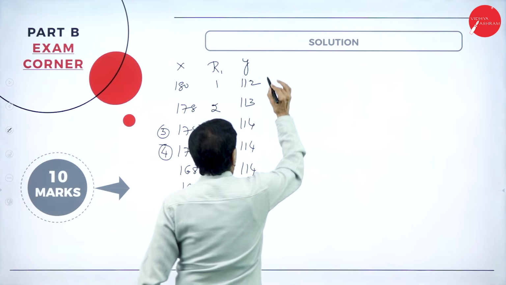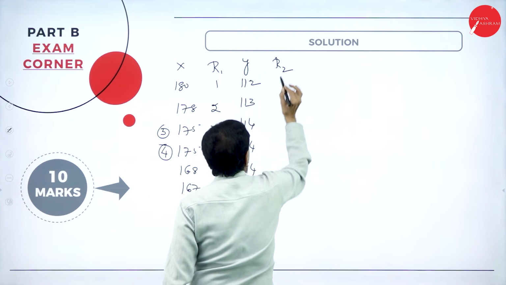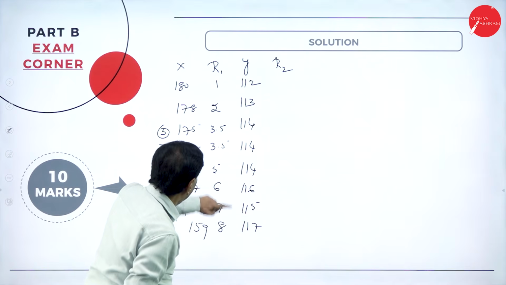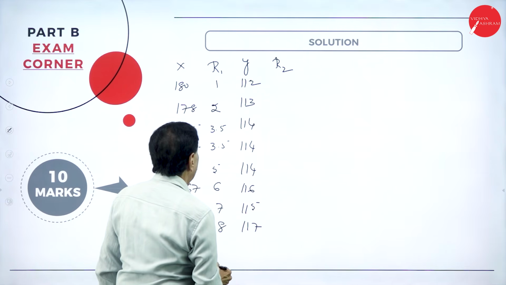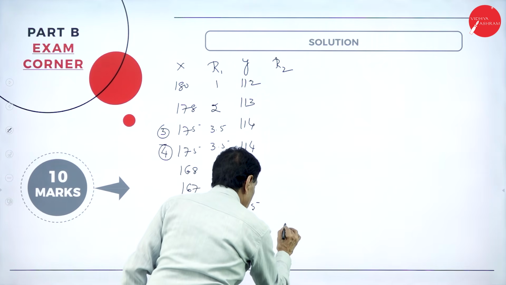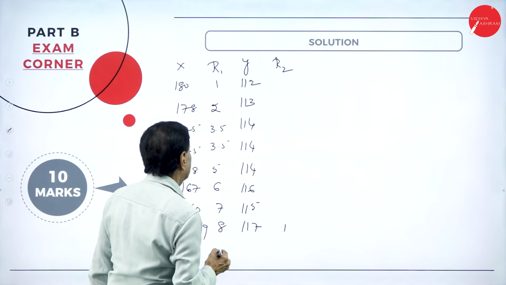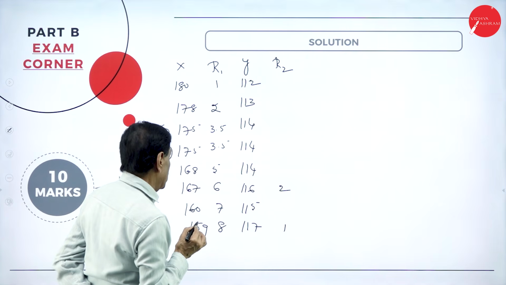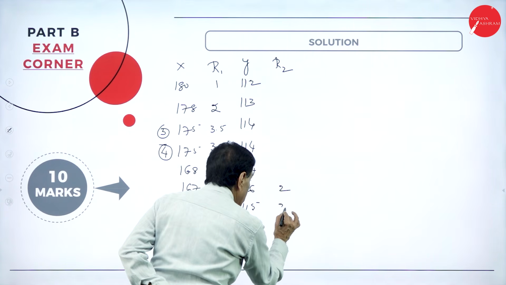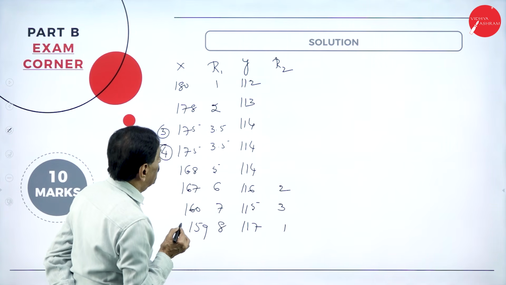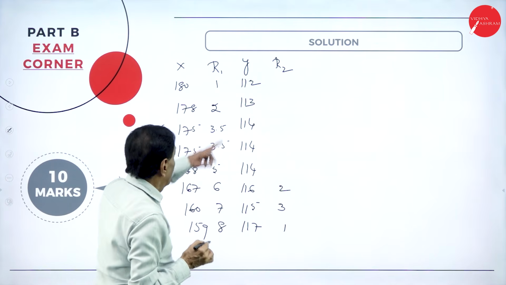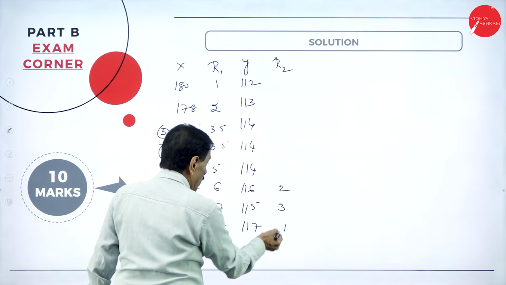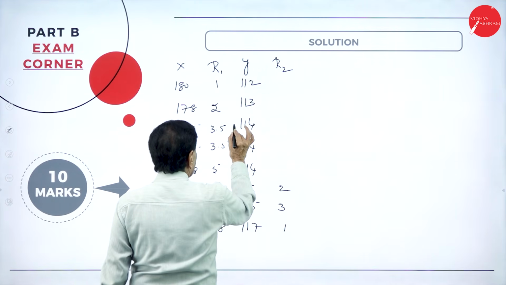Come back here. R2. Which is the highest one? See that, 117 is the highest, first rank. What is the next highest? 116 is the second rank. What is the next highest? 115 is the third rank. Which is the next highest? 114. Here 1, 2, 3 is over.